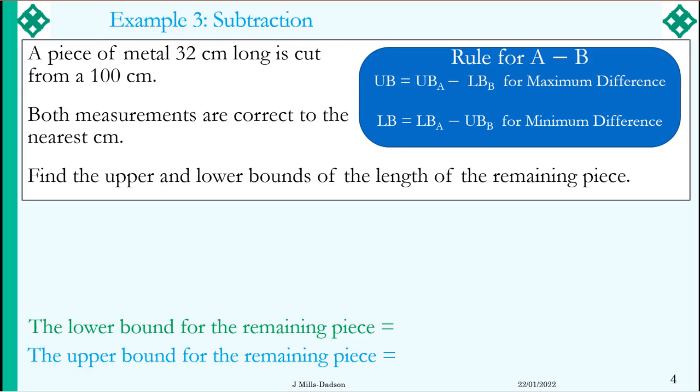Subtraction and addition work in opposite ways, so you have to be careful with subtraction. Here, a piece of metal 32 cm long is cut from 100 cm. So it's simply 100 minus 32. That is exactly what the question is about.